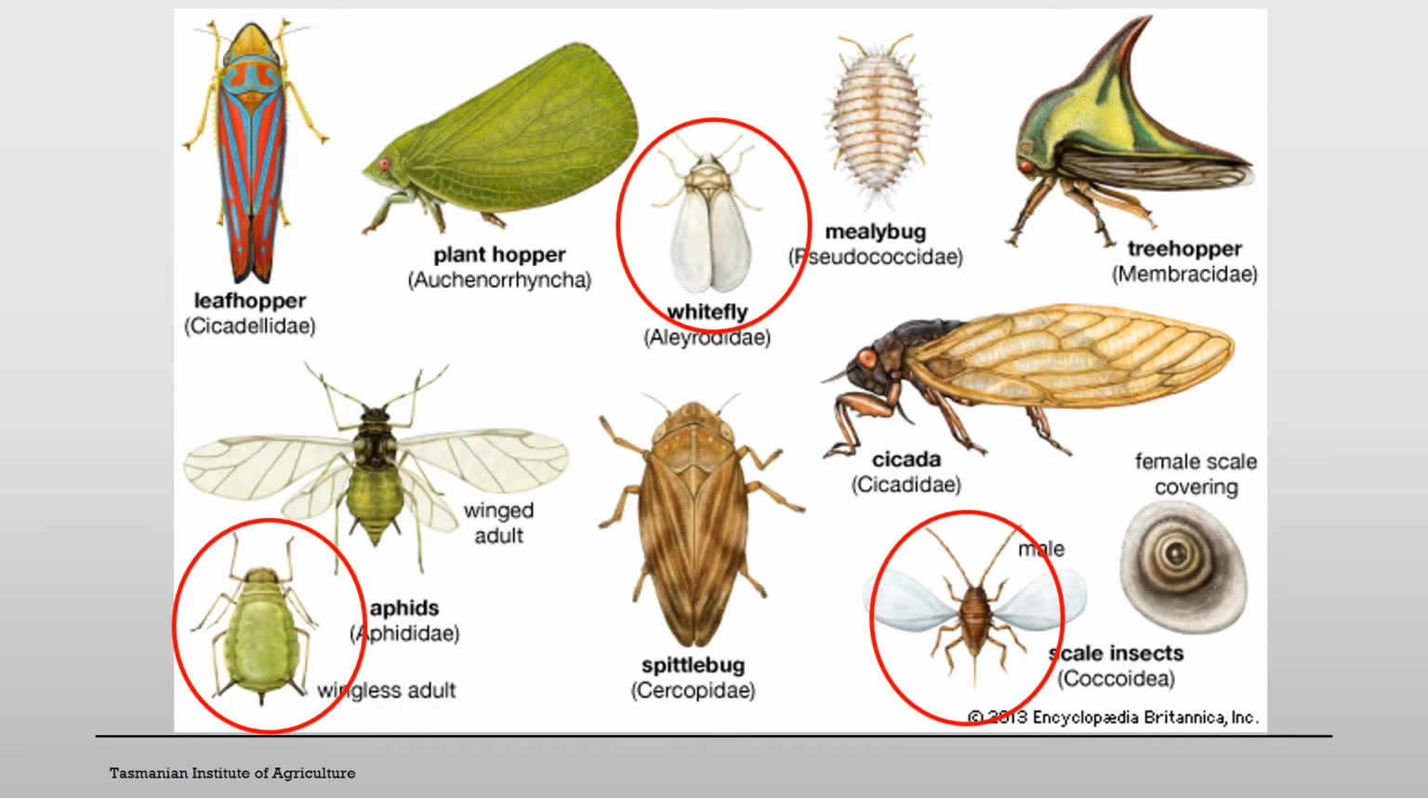The tomato potato psyllid belongs to the order Hemiptera, or as they are commonly called, bugs. In this order you'll also find aphids, whitefly and scale insects, which I'm sure you're all very well familiar with. All insects from this order feed on plant tissue and excrete excess sugars or honeydew.